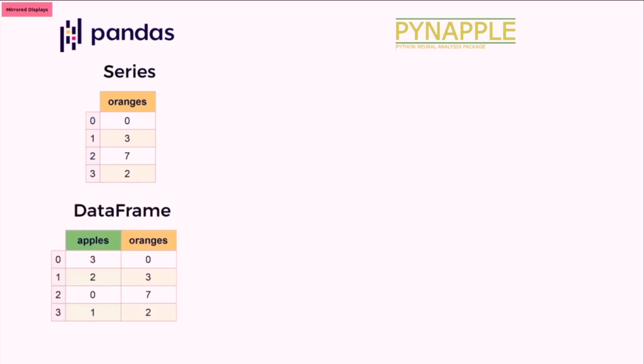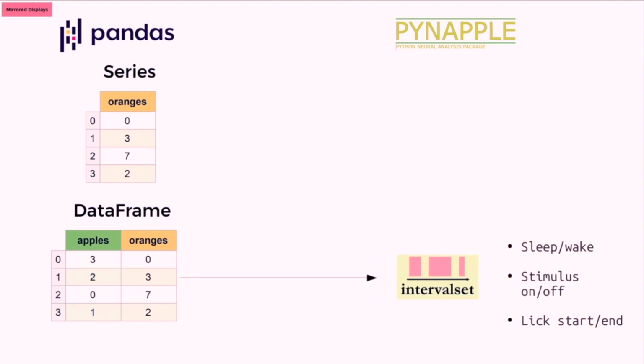The third one is a data frame, so it's derived from Panda data frame. Data frames are literally like matrices with labeled rows and labeled columns. From that we can derive another object, which is the interval set. Interval sets again are very common in neuroscience: sleep, wake, the time the stimulus starts, the time the stimulus ends, and so on. So it looks like this in Pynapple.